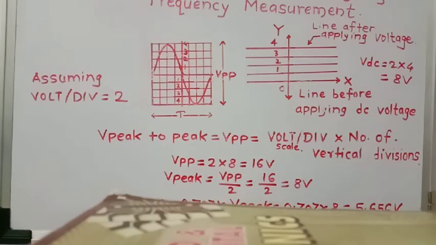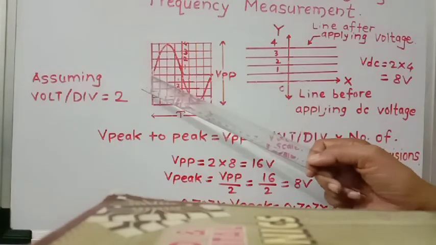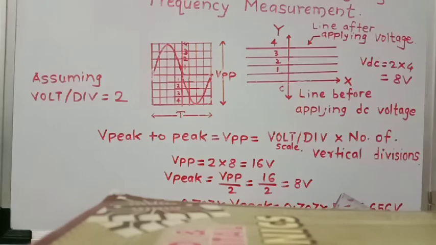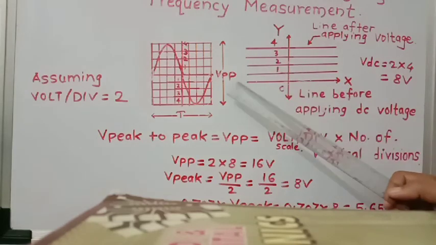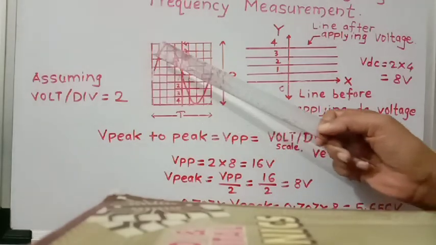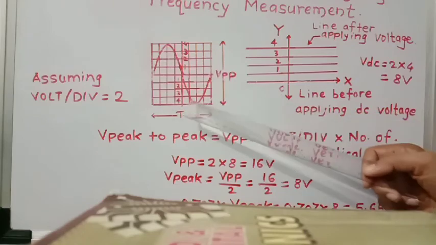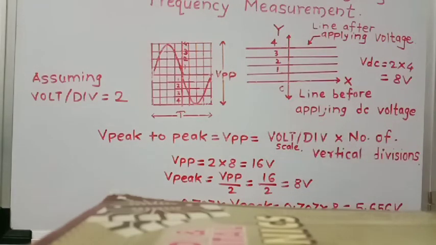This is the time period, that is, the time required for completing one cycle. The period of the wave is the time required to complete one full cycle. It is called the time period, and it is 8 millisecond. Then we have to convert this time period into seconds. That is, 8 millisecond means 8 into 10 raised to minus 3 second.